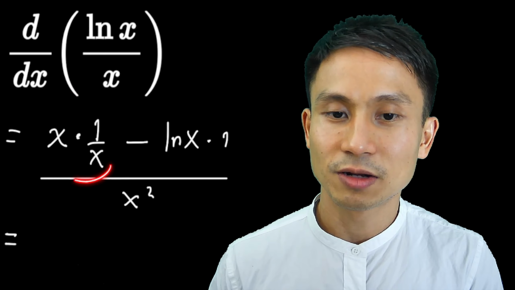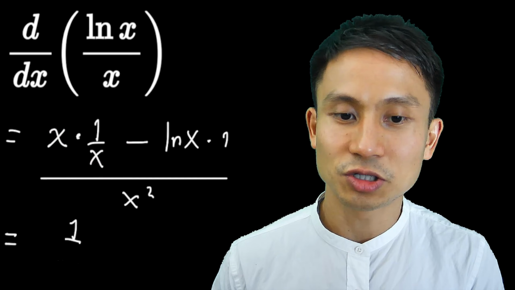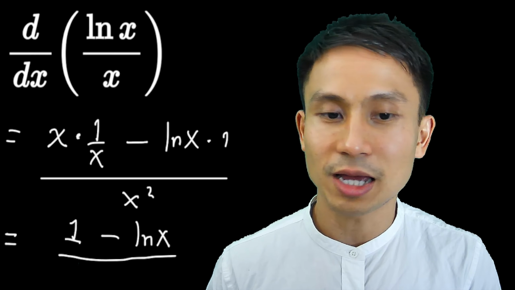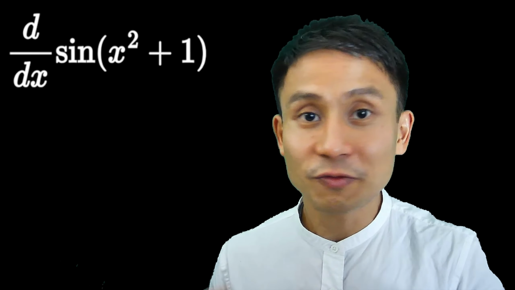Simplifying the top bit, the first term right here can cancel to 1. So I have 1 right here. This is just ln x, and we get 1 minus ln x, all divided by x squared. Still quite okay, yeah?